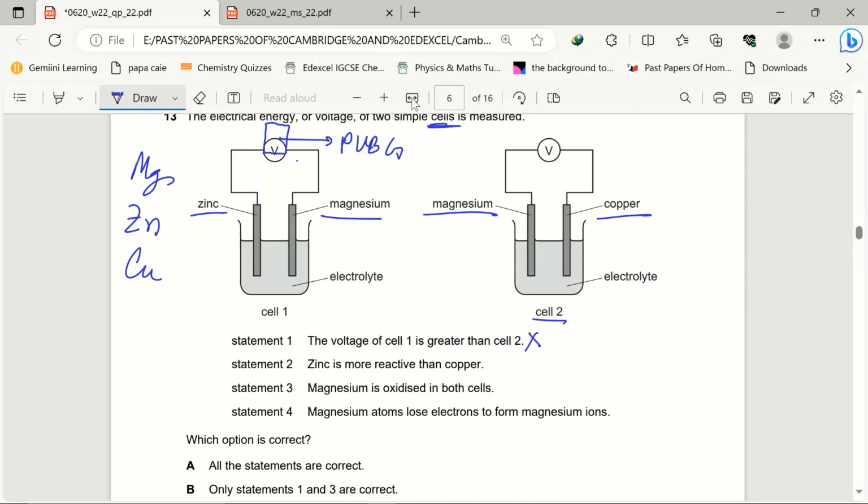Statement 2, zinc is more reactive than copper. That is true. Magnesium is oxidized in both cells. The metal which is high in reactivity must readily lose electrons, because we know all metals lose electrons. If a metal can very readily lose electrons, it is a very reactive metal. So magnesium will readily form a 2 plus ion and will discharge 2 electrons. This electron will go from magnesium to zinc, and you can measure the voltage. That's how it will go.